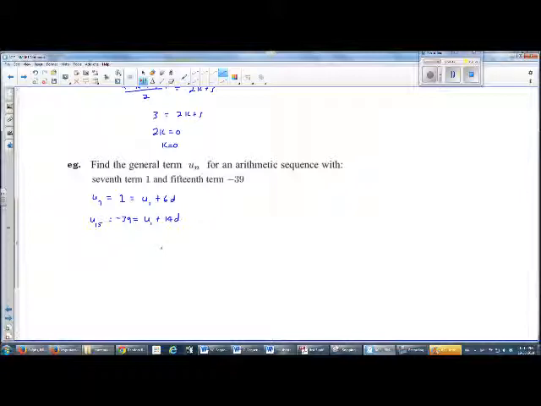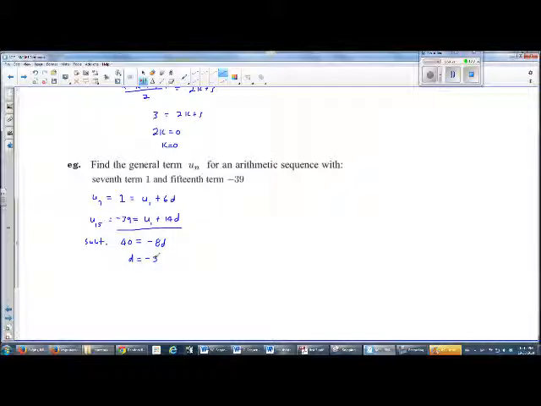And then all we have to do, now we have two equations, two unknowns. I'm going to subtract these. Now you could use substitution if you really wanted to, but I'm a big fan of elimination. So 1 minus negative 39 gives me 1 plus 39, which is 40. u1 minus u1 is 0, and then 6d minus 14d gives me negative 8d. Divide both sides by negative 8. Therefore, d equals negative 5.